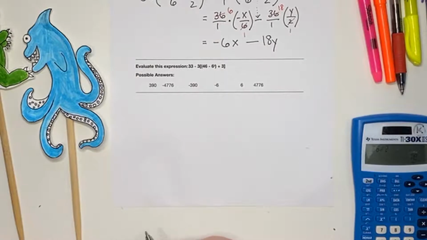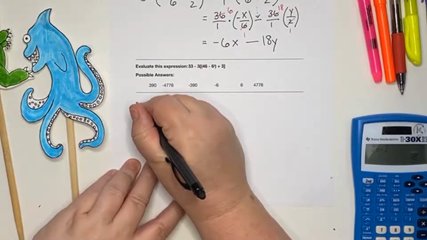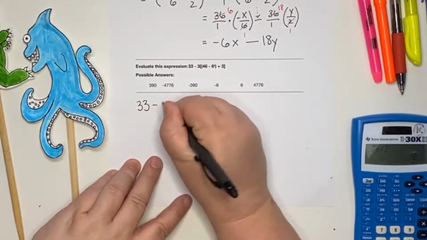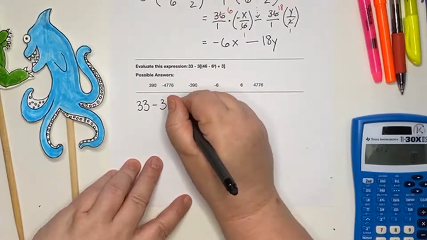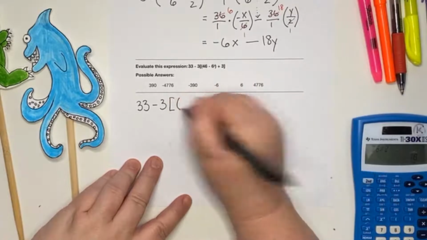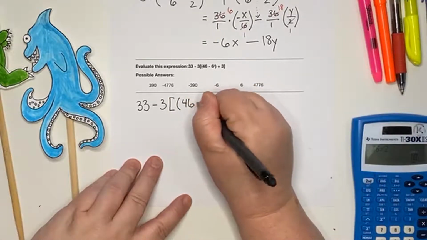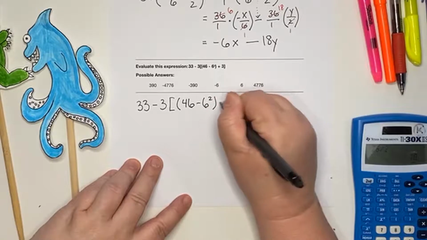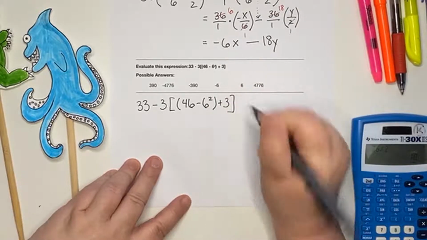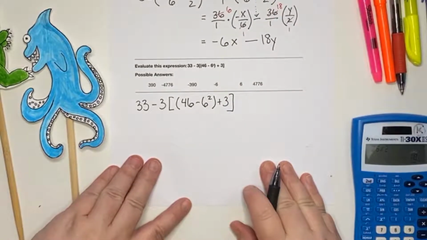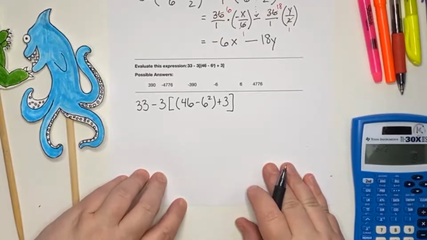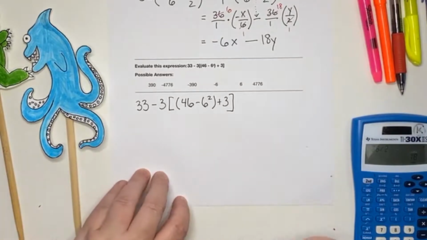Okay. Oh, this one's gruesome. You guys ready? Woohoo, let's do it. So I've got 33 minus 3. Then a bracket, and then right after that a parenthesis, 46 minus 6 squared plus 3. Oh man, there's so much going on here. So this is a problem that tests your order of operations understanding.